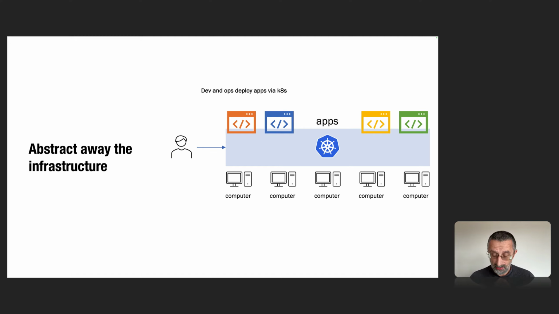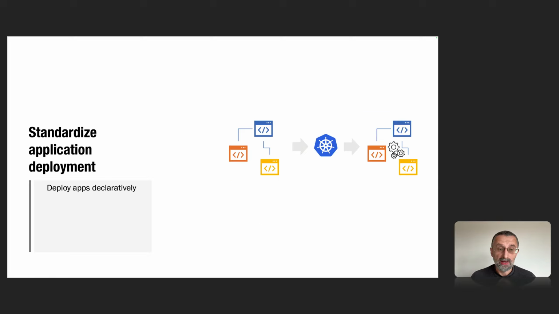So in the typical use case with Kubernetes, developers or operators deploy applications via Kubernetes. This is the shortcut for Kubernetes, K8s, yes. So there's no need to talk to computers by themselves. So this is the idea of the abstraction. Kubernetes does the job for the developer.